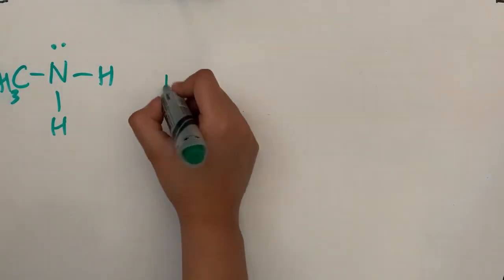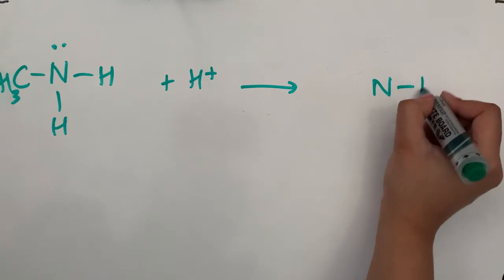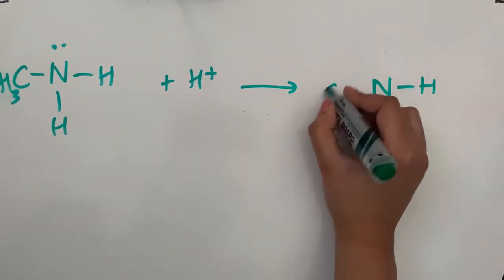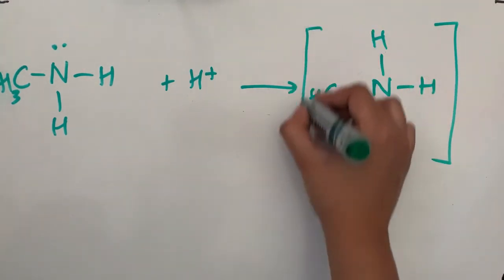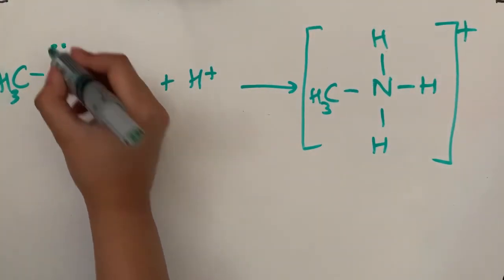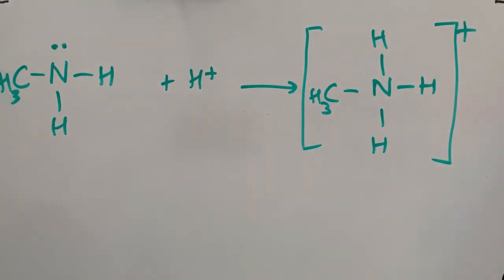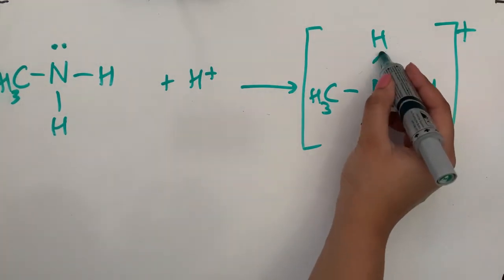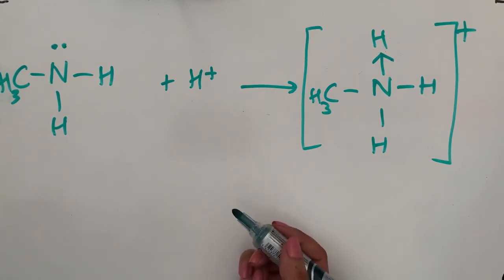So we can do this reaction where it accepts a proton and it is going to form an ion like this one over here with a positive charge, which we show with square brackets and the charge outside. This lone pair of electrons have been donated, both of them, to form a dative covalent bond with the hydrogen. Remember, we can show a dative covalent bond with an arrow. You don't have to draw that in, but that's what is happening there.